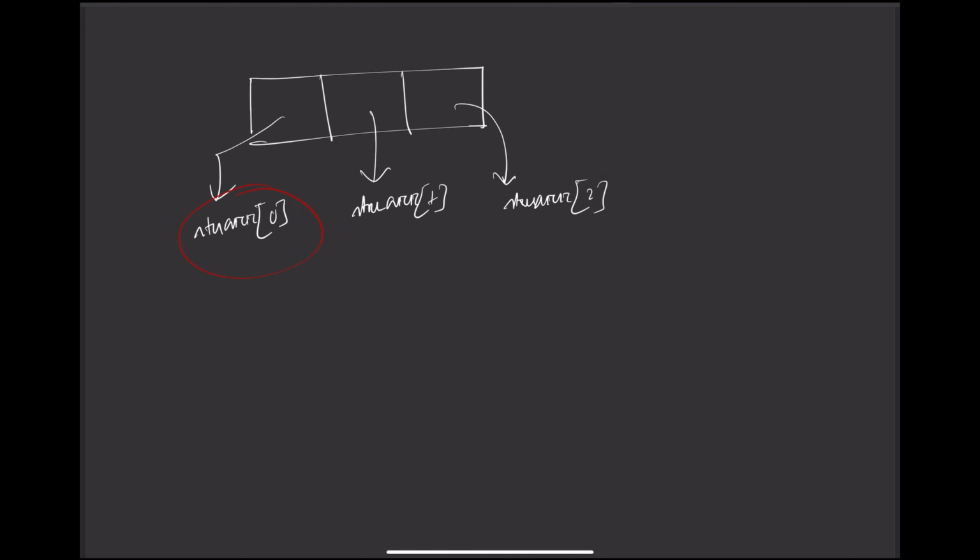This is the structure name. 0 means it is pointing to the 0th location, 1 means it is pointing to the first location. As we all know, it's all about pointers, as C works using pointers only. Now this is STUARR of 0, and inside that it has A, B, and C. So how will you say that? STUARR of 0 dot A, dot B, dot C. That is the way we have written here.